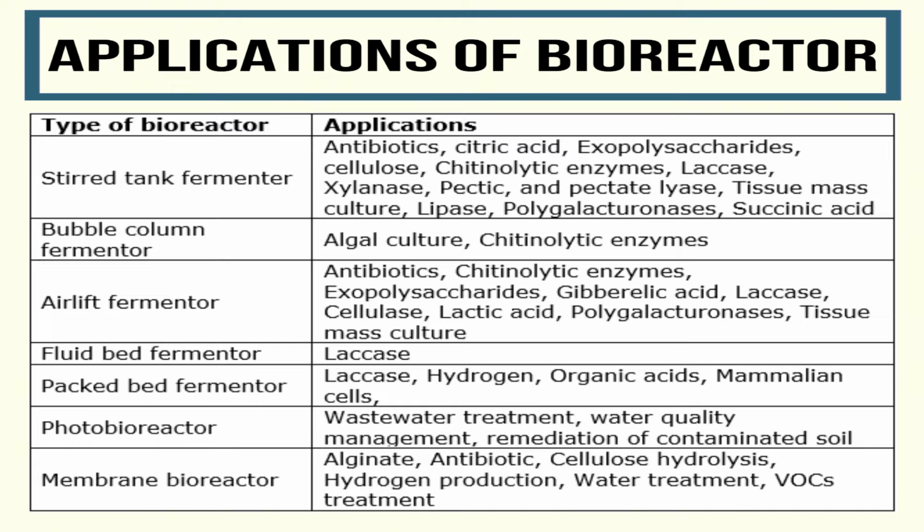Then we have packed bed fermentator, which is used for lactase, hydrogen, organic acids, and mammalian cell production. Whereas photobioreactors are used for wastewater treatment, water quality management, remediation of contaminated soil. Lastly, membrane bioreactor is used for alginate, antibiotics, cellulose hydrolysis, hydrogen production, water treatment, and volatile organic compounds treatment. Lastly, we'll know the limitations of these bioreactors.